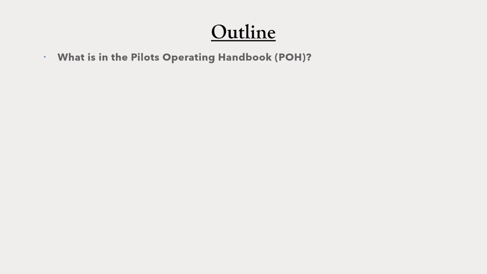I'll start by talking about what you will find in the pilot's operating handbook and how to interpret that information. Then we'll talk about the limitations that are associated with your airplane as part of the certification of that airplane. Then we'll talk about the load factor versus speed chart and what information you can determine from that chart. Then we'll talk about the concept of density altitude and how that influences performance.